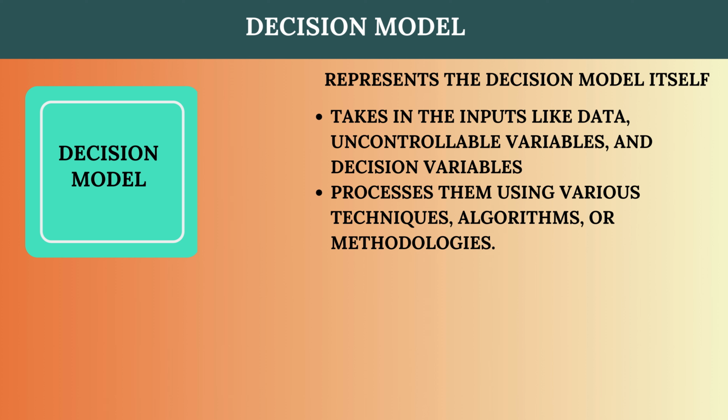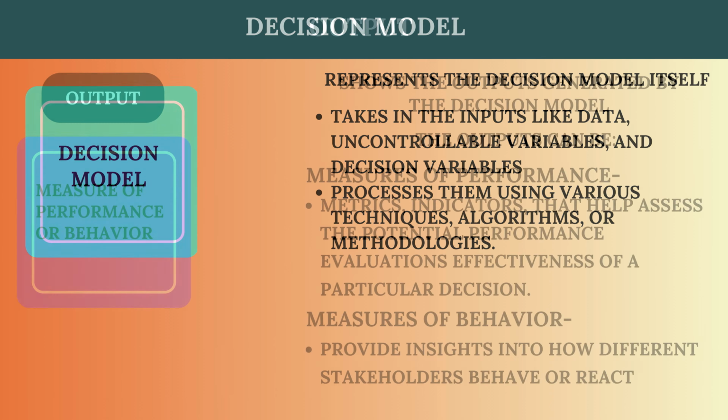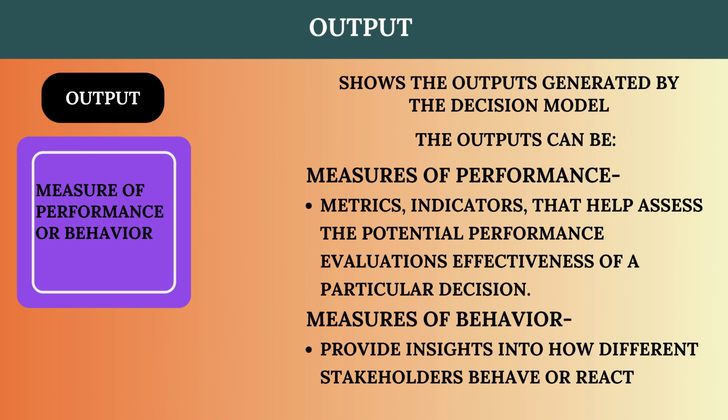the inputs like data, uncontrollable variables, and decision variables and processes them using various techniques, algorithms, or methodologies. Outputs show the types of outputs generated by the decision model, which are designed to aid in the decision-making process. The outputs can be measures of performance like metrics, indicators, or evaluations that help assess the potential performance or effectiveness of a particular decision or course of action.